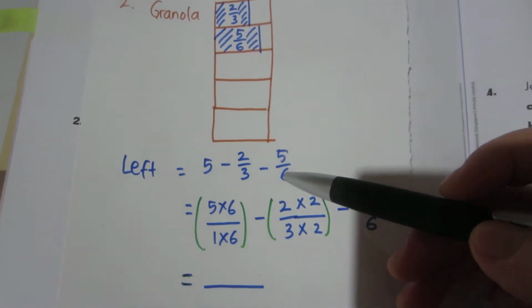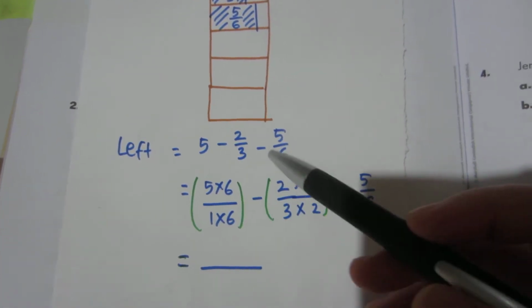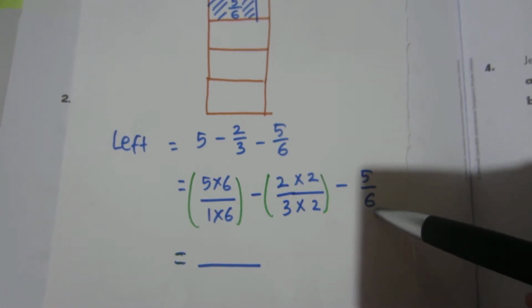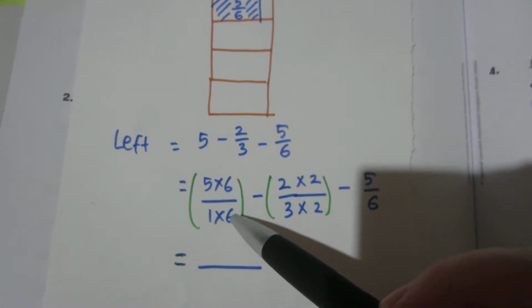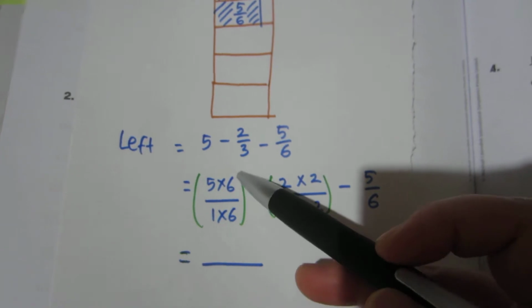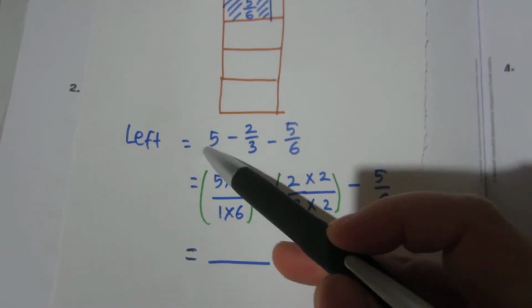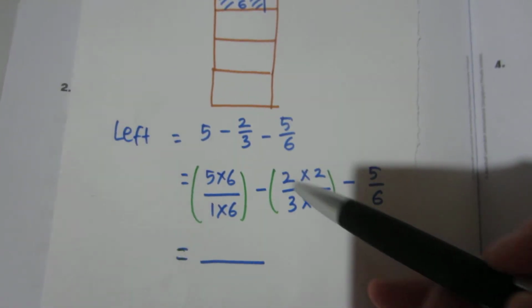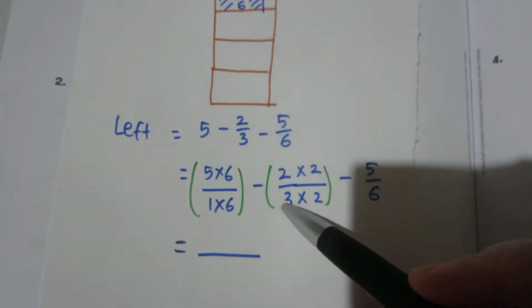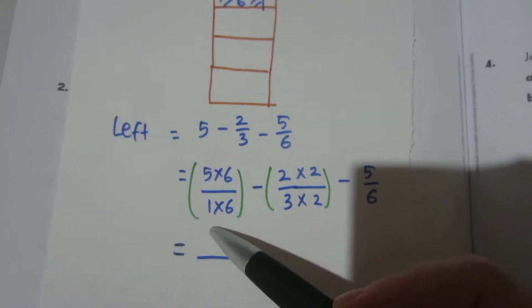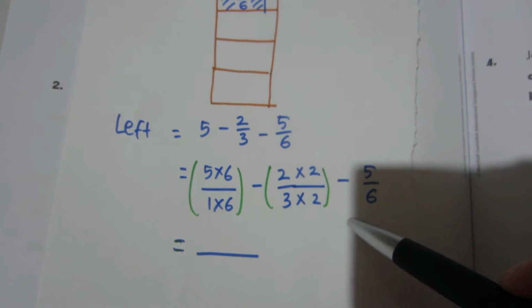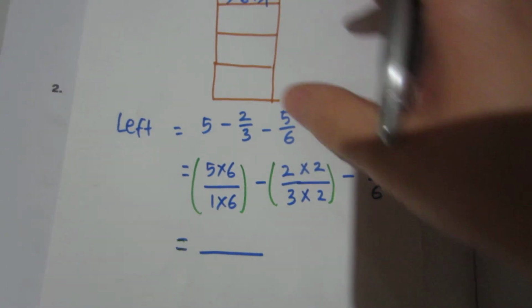also has been bought 5/6. So we need to make it all into the same denominator of 6. How to do that? We need to multiply it by 6 and also by 6 for the 5. We need to multiply this by 2 and 2 because 3 multiplied by 2 becomes 6. After you get all the fractions and you subtract, then that is the answer.